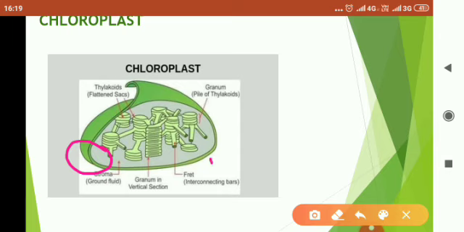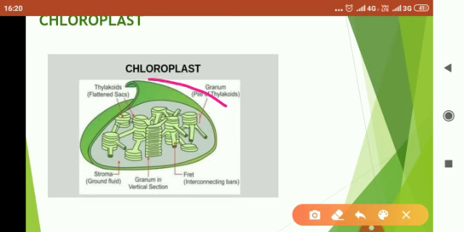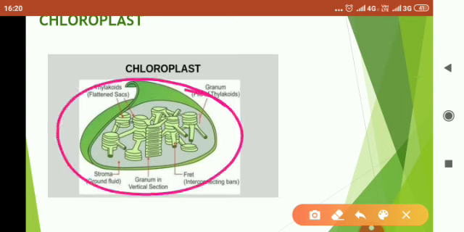The outer covering is called as the outer chloroplast membrane and the inner covering is called as the inner chloroplast membrane. Now if you are going to take this chloroplast and do a vertical section of that or a longitudinal section, then you can observe this figure. अगर आप क्लोरोप्लास्ट ले करके उसका वर्टिकल सेक्शन लेते हैं. अब वर्टिकल सेक्शन या हॉरिजॉन्टल सेक्शन का मतलब क्या है? What do you understand by the vertical section and the horizontal section?